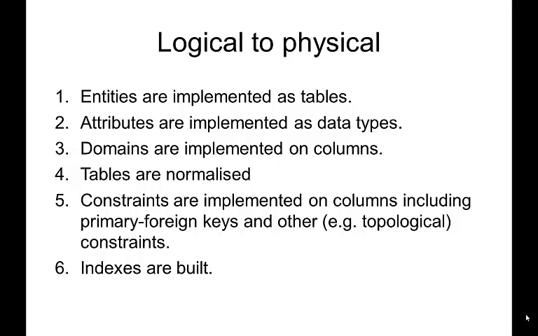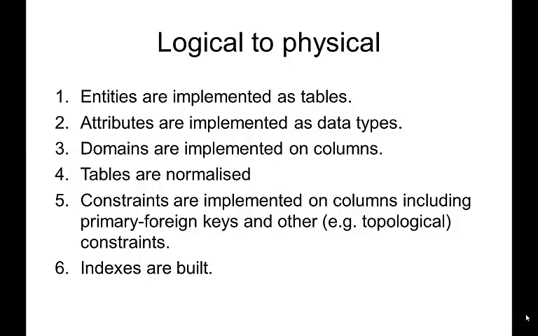So the basic process is kind of this, six stages. Entities are implemented as tables. It may be that an entity maps onto one table, or it may be that an entity maps onto more than one table. So it's not necessarily a one-to-one mapping or correspondence between entities and tables. Often it is, but it's not always, and we'll see in a minute. And to a certain extent, that's what normalization is about.